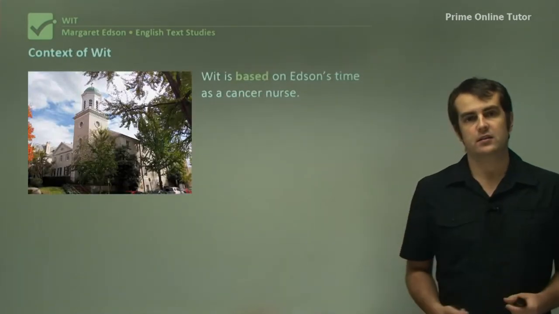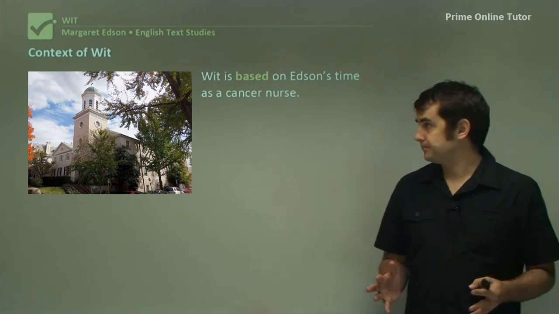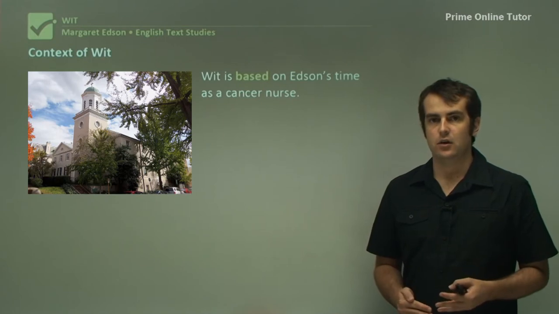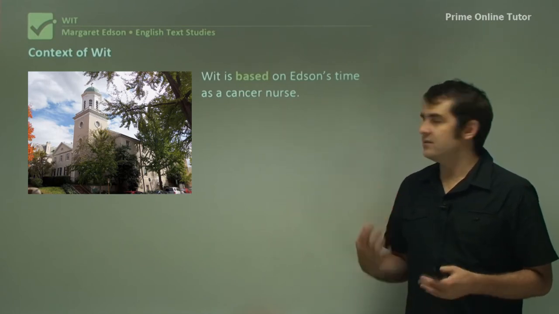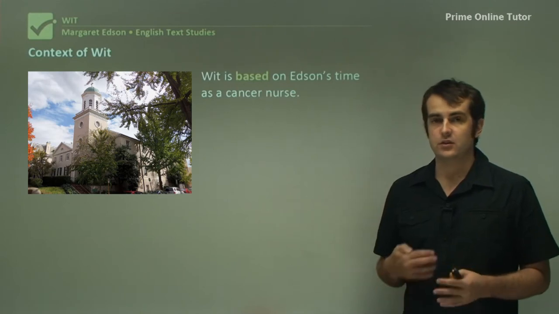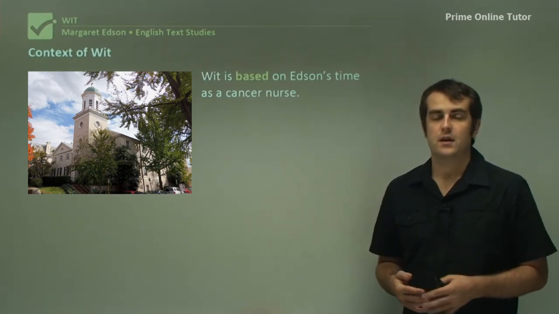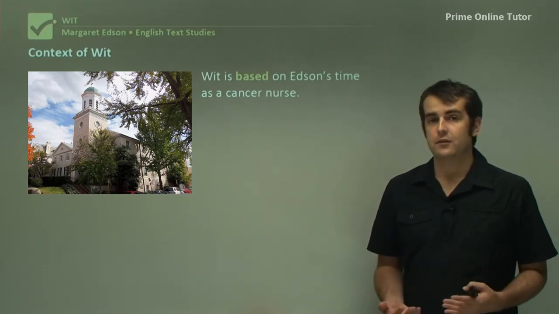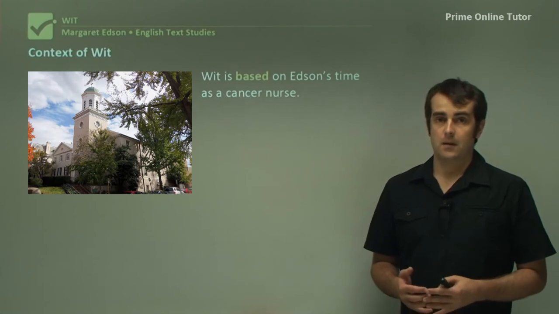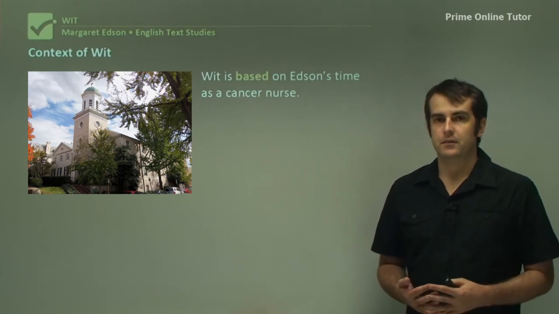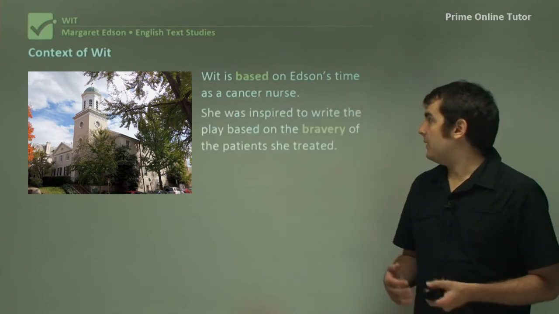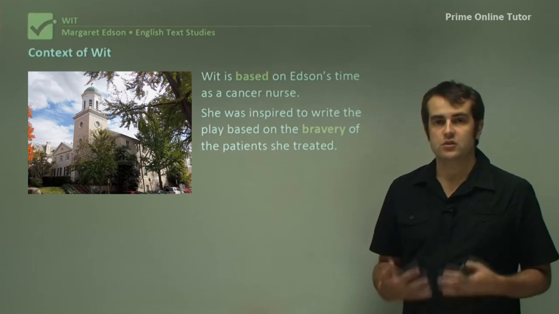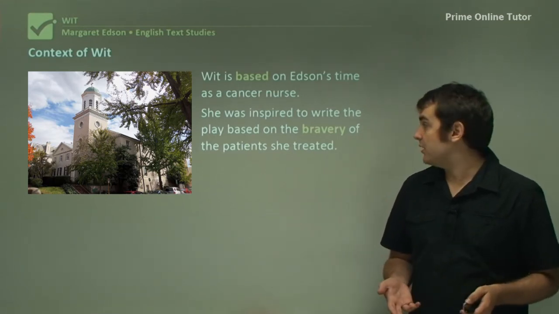Okay, so let's look at the context of Wit now and what is important about it. It is, as I said before, based on her own work as a cancer nurse, and it basically follows a lot of the experiences. The author, or the playwright, should I say, has said that she was inspired by the courage and bravery of a lot of these women who were suffering, and yet didn't want to indicate that they were suffering in any great sort of way. She was inspired to write it based on the bravery of those she treated.